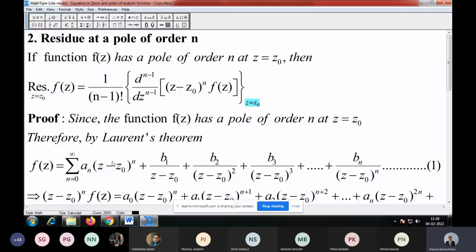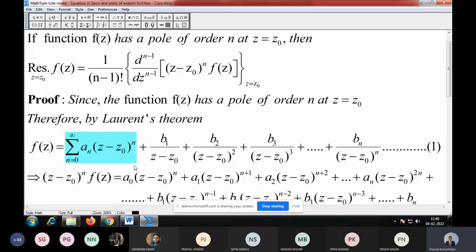Okay, so now let's see the proof of this one. Since the function f(z) has a pole of order n, as I already told you, the principal part of the Laurent series will contain n finite terms. It means f(z) can be expressed like this. This term will be as it is, but the principal part will be like this: b1 by (z minus z0) plus b2 by (z minus z0) square, and so on. Now, we all know that ultimately b1 is the residue. So our aim is to find the value of b1 from this expression.